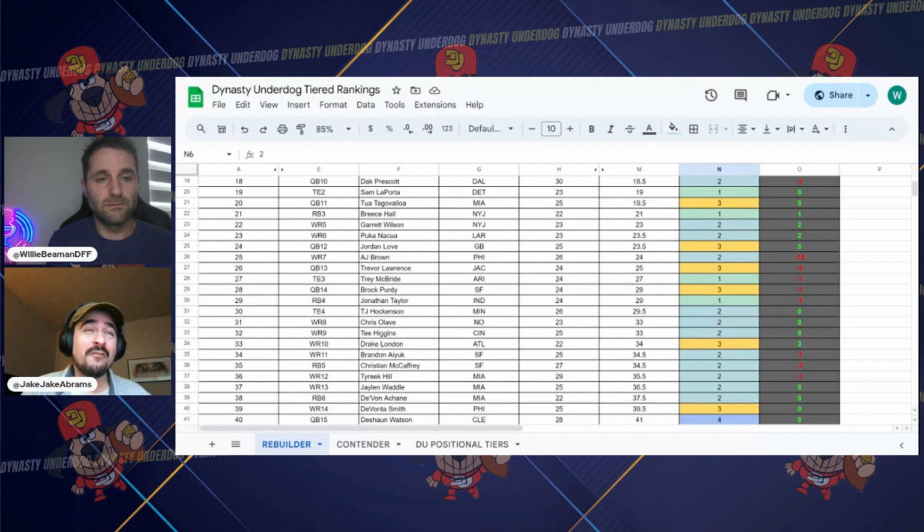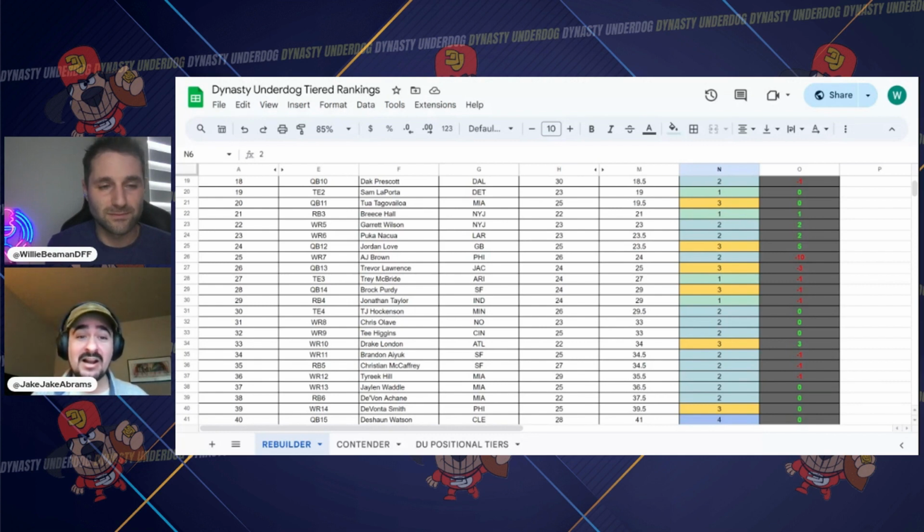And I think that's one of the best collective processes that you can do. So the last thing I did want to just kind of highlight is this is also really important for understanding the rebuilder versus contender as well, right? So in this circumstance, we're not telling you in the sheet that you should select Drake London over Tyreek Hill. What we're telling you is that we value Drake London's rebuilder value higher than Tyreek Hill moving forward.